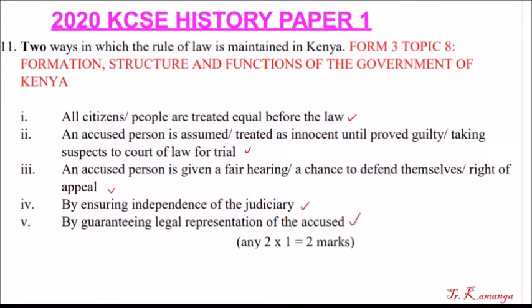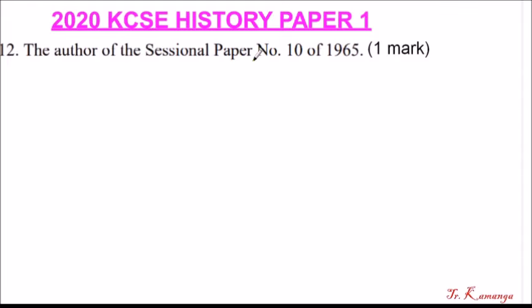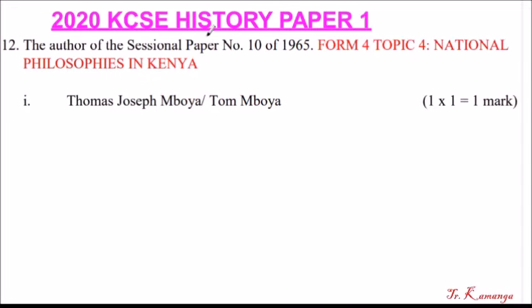Let's go to question number 12. The author of the sessional paper number 10 of 1965. So who was the author? This is from Form 4 Topic 4, National Philosophies in Kenya. The person who authored it is Thomas Joseph Mboya, popularly known as Tom Mboya, who was assassinated. So that's how you answer question number 12.